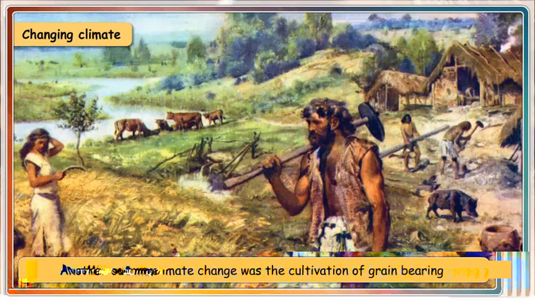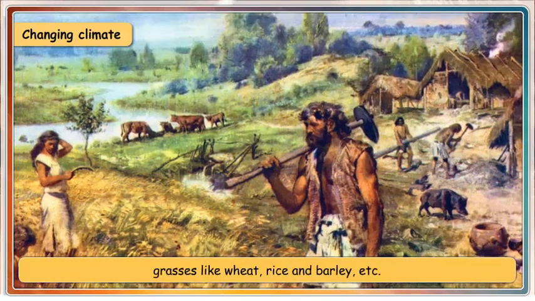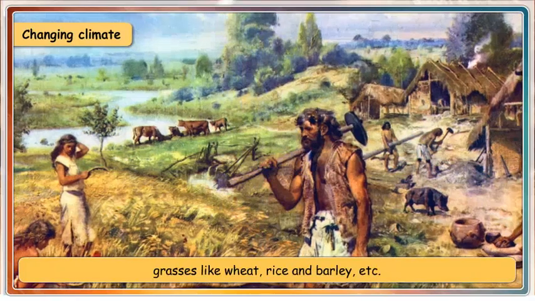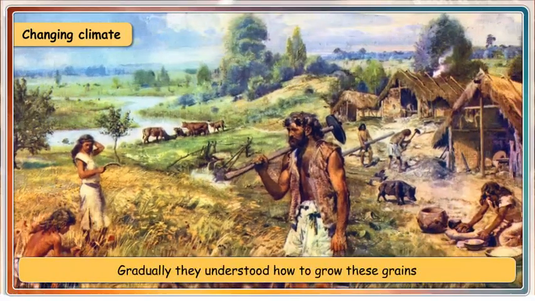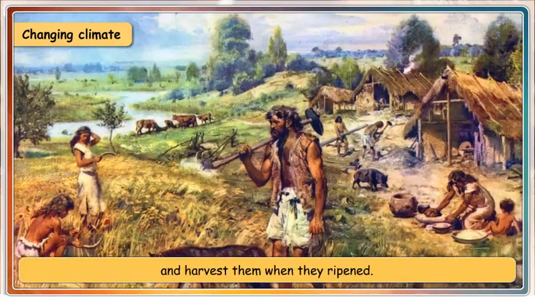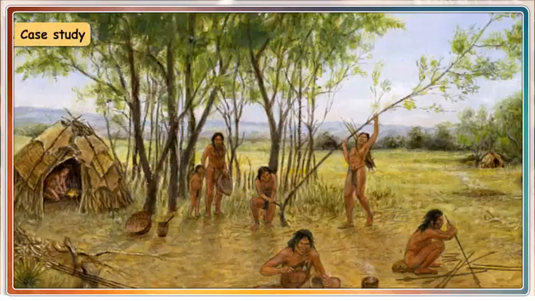Another outcome of climate change was the cultivation of grain-bearing grasses like wheat, rice and barley, etc. Gradually they understood how to grow these grains and harvest them when they ripen.